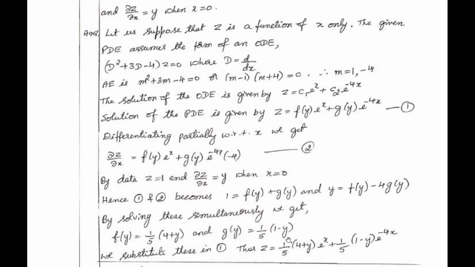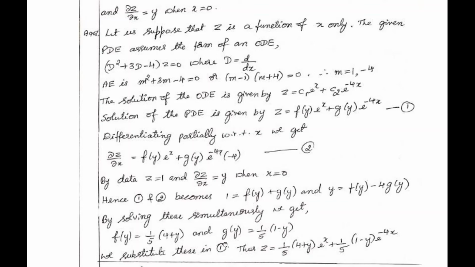Then multiply this equation by 4 and then add it. 4 times g of y minus 4 times g of y gets cancelled. 4 times f of y plus f of y will become 5 times f of y, that is equal to, here we are multiplying this equation by 4, so 4 plus y we will get. So what will be the value of f of y? It is 1 by 5 into 4 plus y. So we have got the value of f of y and g of y.